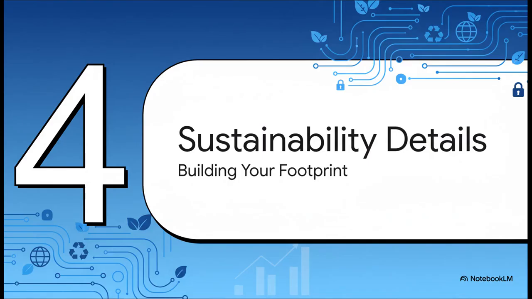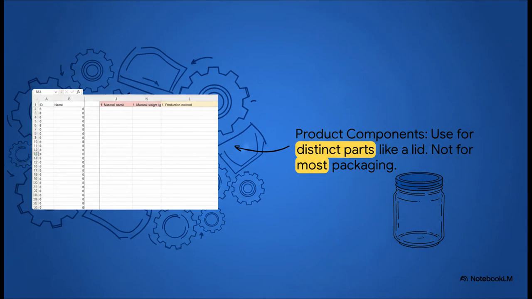Okay, with that foundation in place, now we can start layering on all the rich sustainability and compliance data. This is what makes the whole thing so powerful. First up, you'll see a tab for product components. Now here's the deal with this one. You should only use this tab when your product is made of truly distinct parts, like say a glass jar and a metal lid that are manufactured separately. For most standard packaging, this tab just isn't necessary. You can just skip right over it.